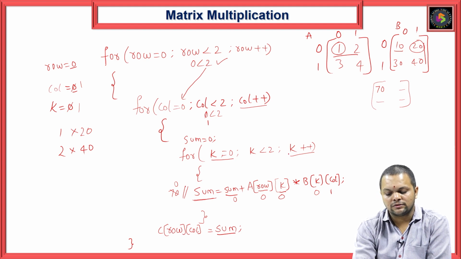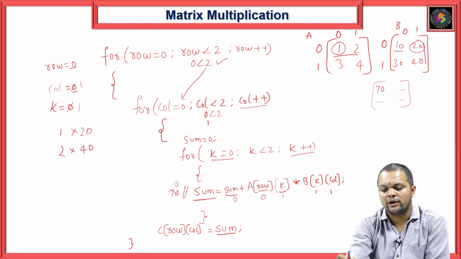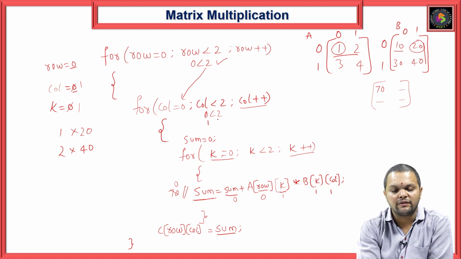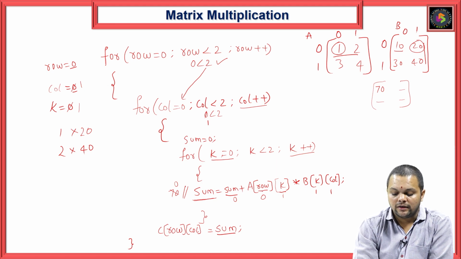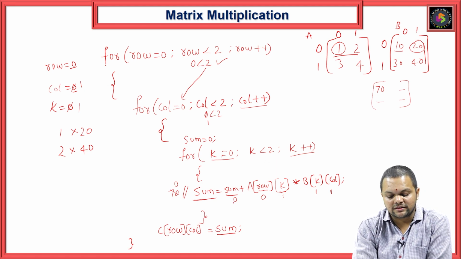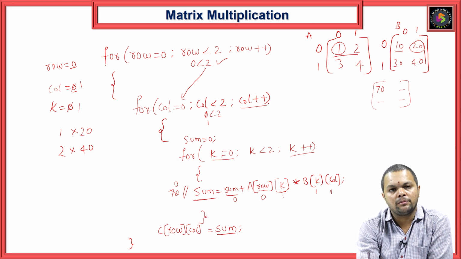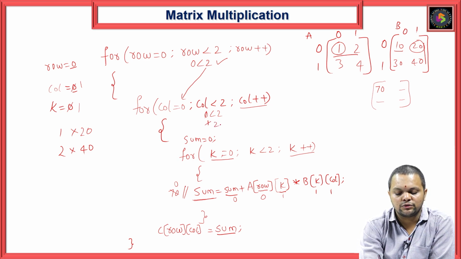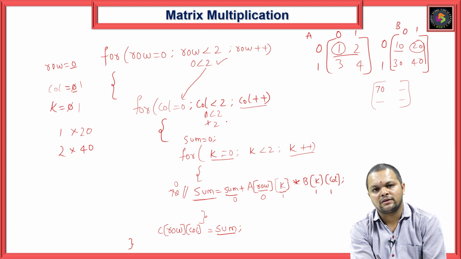In the next iteration, k value is increased, and this one will be A of 0 1 into B of 1 1. This will iterate until the condition fails. When k value becomes 2, the condition fails. It will go back to column plus plus. Column value is increased from 1 to 2. 2 is less than 2, the condition fails again.